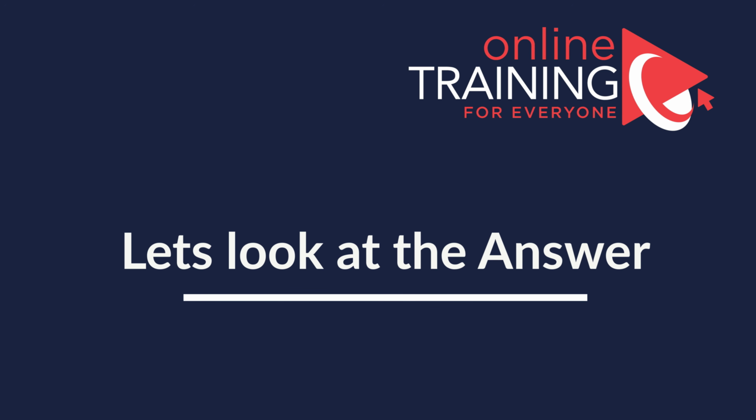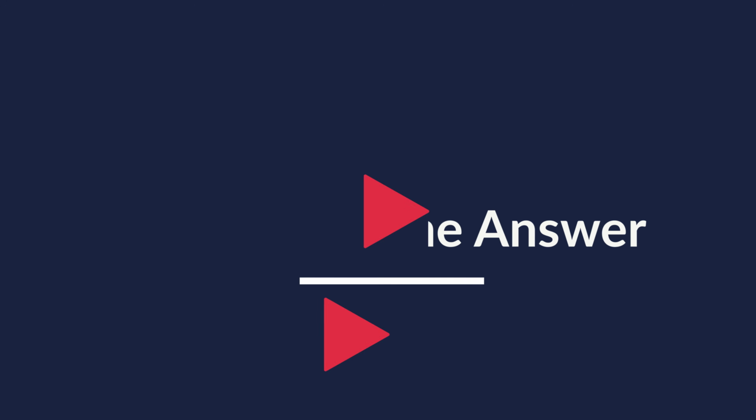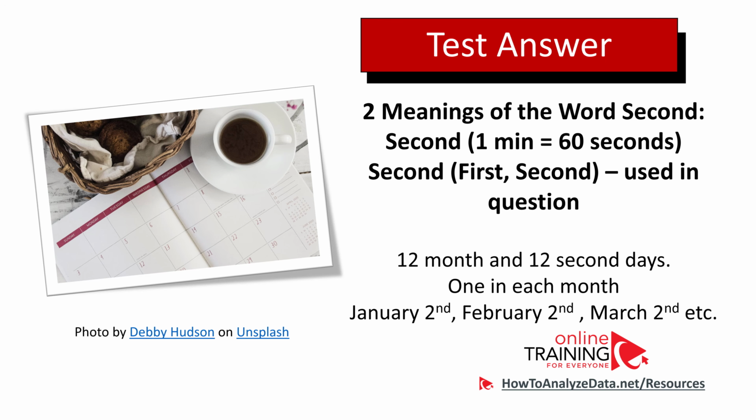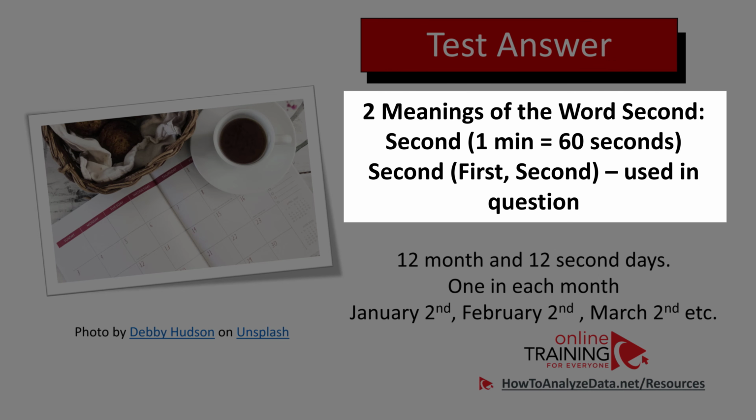Now let's continue and get to the correct solution together. Obviously, this is a tricky question, and it challenges your understanding of the word second. There are 2 meanings of the word second. One is second, for example, 1 minute has 60 seconds. But the other one is second, where you have a sequence of first and second. And the second meaning of second is used in this particular question.